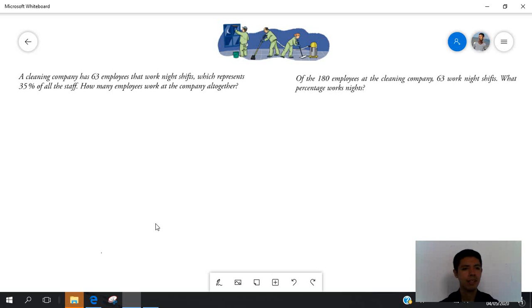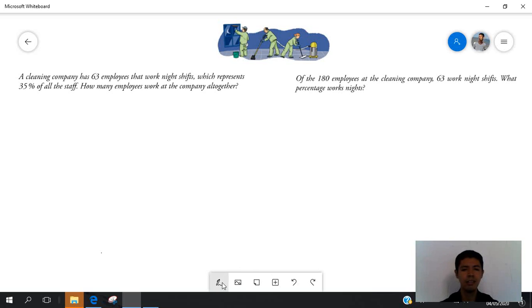First problem. A cleaning company has 63 employees that work night shifts, which represents 35% of all the staff. How many employees work at the company altogether?